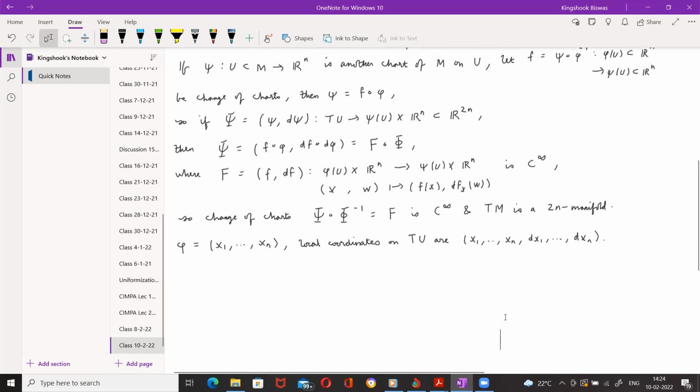Yes. And therefore, capital psi is equal to capital F composed with capital phi. That means that capital psi composed with capital phi inverse is equal to capital F. All right. And so this is C infinity. And so therefore TM becomes a 2n dimensional manifold, right? Because my charts take values in R2n. All right. Is this clear?